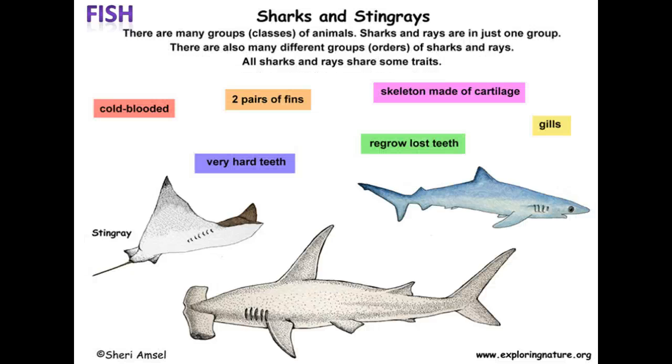So one more time, just to rehash, they're cold-blooded, two pair of fins, they have very hard teeth, their skeletons are either made of cartilage or not made of cartilage if you're looking at a non-cartilaginous fish. They regrow their lost teeth, and they have gills.